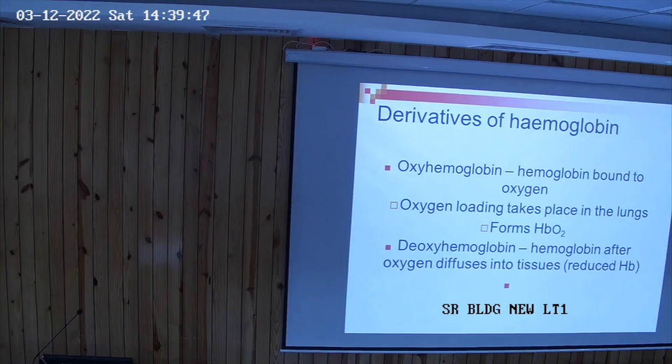Okay, so this is one point related to the oxygen dissociation curve, or this is the first example of a derivative of hemoglobin, that is oxyhemoglobin. Oxygen loading takes place in the lungs, forming oxyhemoglobin, and deoxyhemoglobin forms after oxygen diffuses into the tissue.